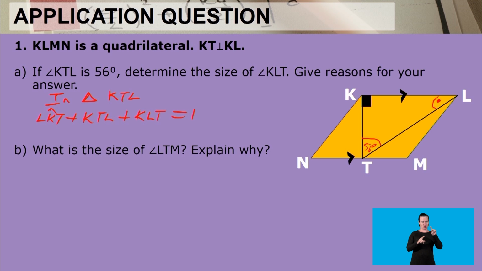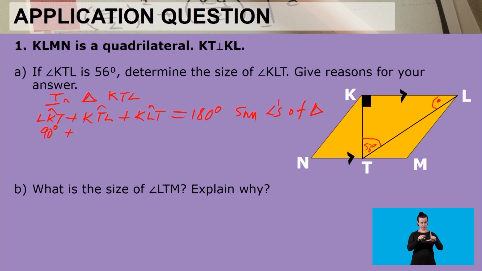All three of them must be equal to 180 because this is a triangle, and the sum of angles of a triangle must give me 180. Don't forget to always accompany your statement with a reason. Let's continue with our calculation. The first angle we were given is 90 degrees. The next one is 56 degrees. And angle KLT is the one we want, and they are equal to 180 degrees.